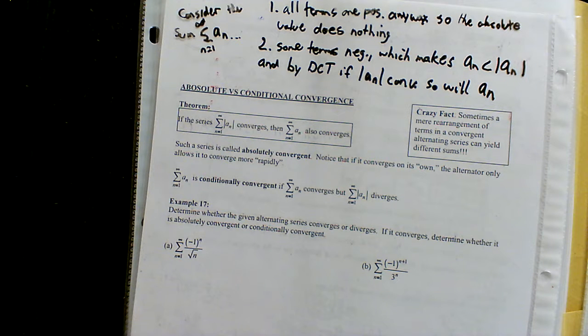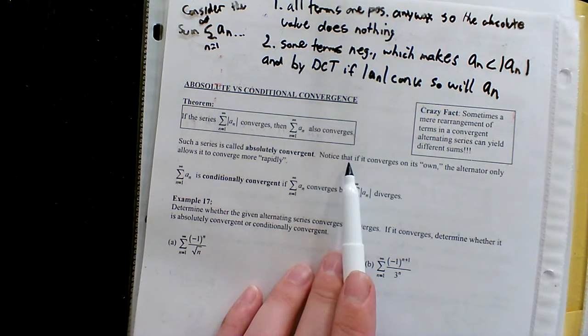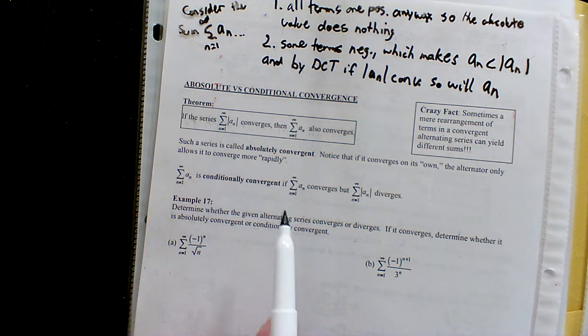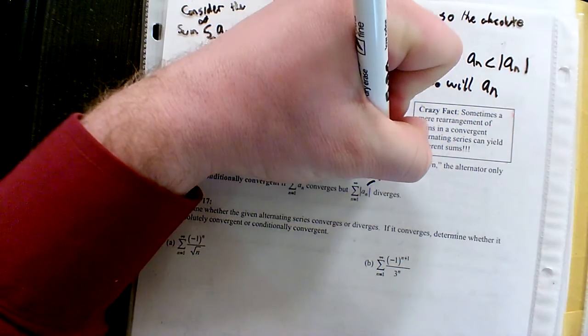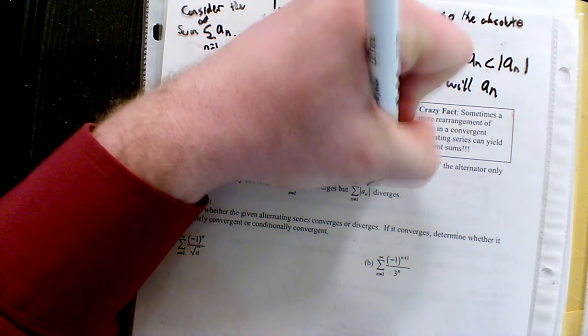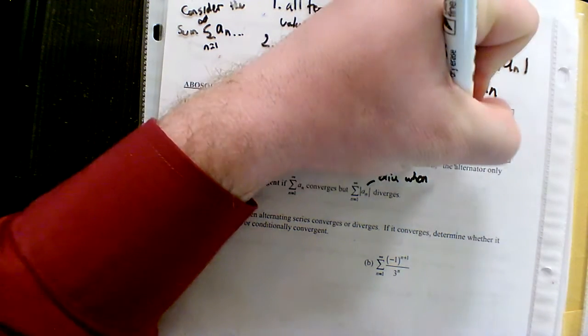Okay. So it's converging on its own allows it to converge more rapidly. That's because we have those terms that are subtracting in there. So if you're subtracting terms off of something that already converges, well, obviously it's going to converge faster. Okay. So with this one, this diverges when you take away the alternator.